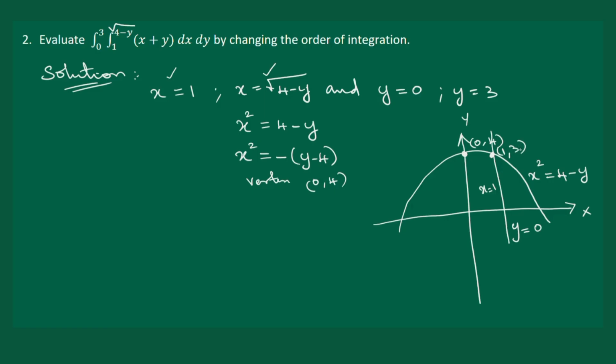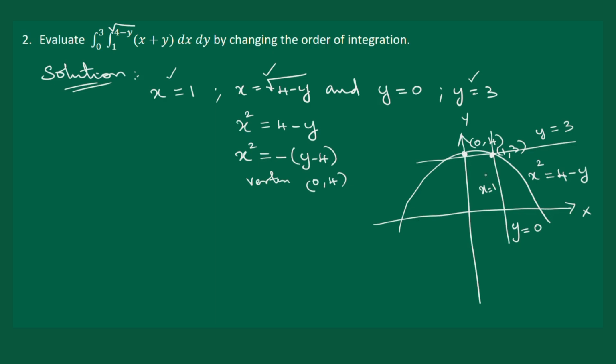So y takes the value 3 here. So y is equal to 3 represents a line parallel to the x-axis which crosses through y is equal to 1. We have to draw it like this. Okay, so this is the line y is equal to 3.